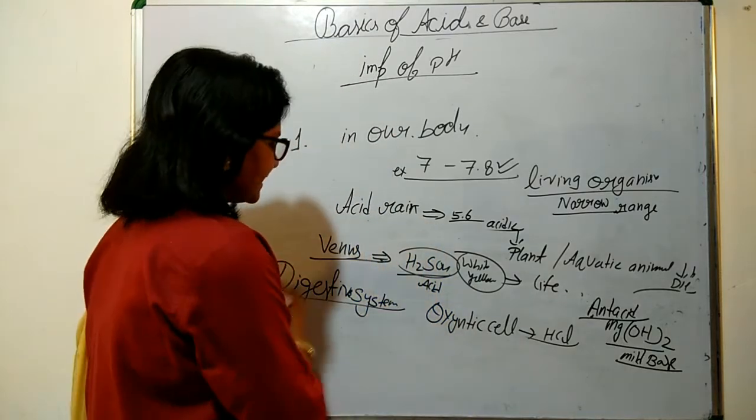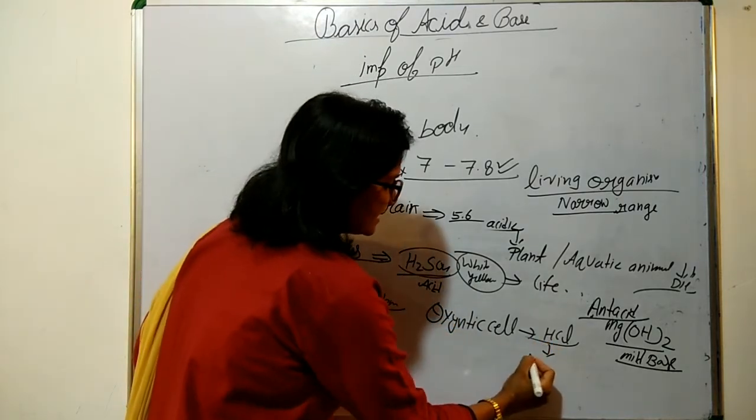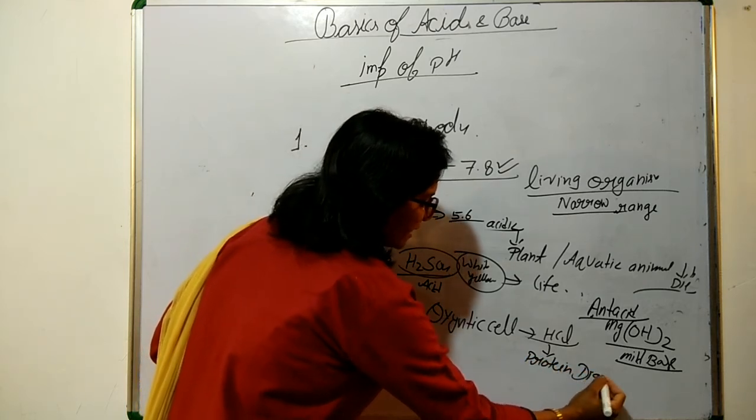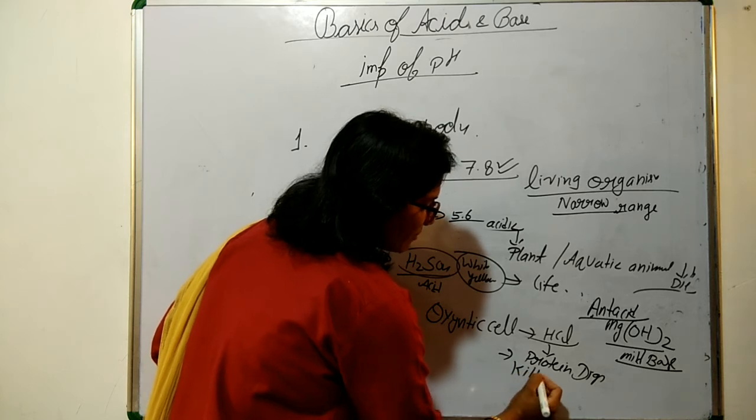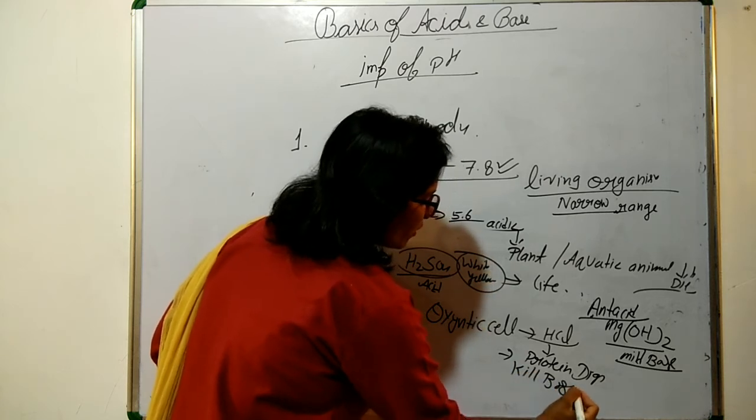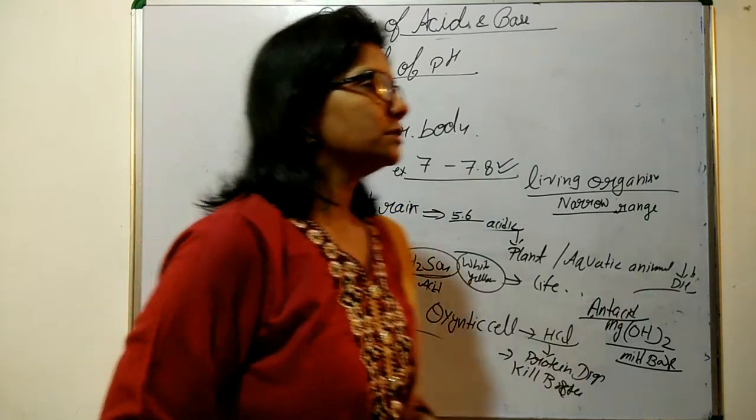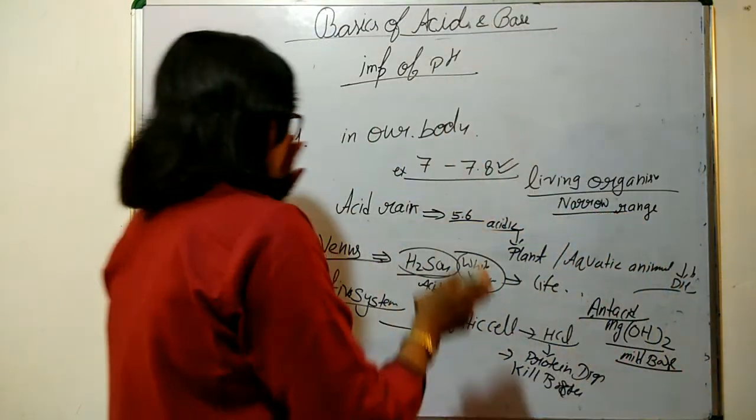So we see that the acid released in the digestive system helps in protein digestion, and at the same time kills bacteria. So how important this acidic medium is. Now let's discuss one more importance.